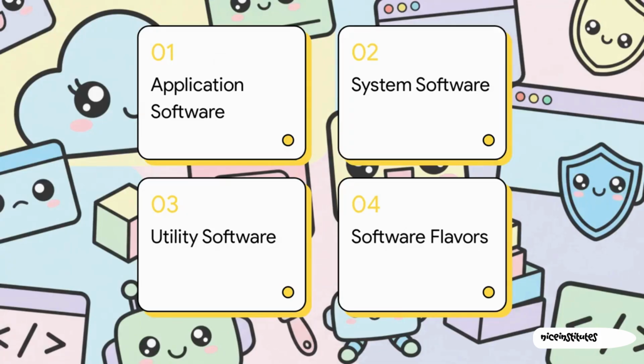All right, so here's our game plan. First, we're going to start with the buildings you actually use every day. That's your application software. Then we're going to go underground and explore the system software, the city's hidden infrastructure. After that, we'll meet the utility software, which is kind of like our maintenance crew. And finally, we'll take a look at the different ways these digital cities are actually planned and owned.